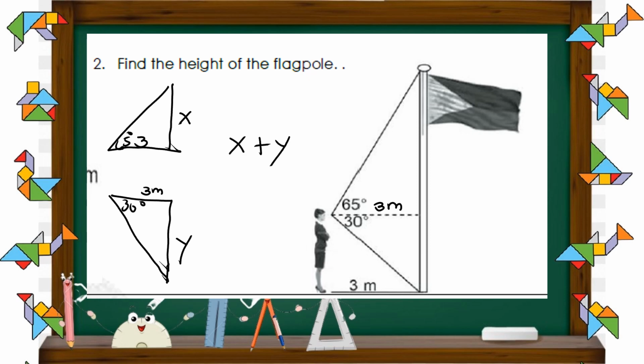Okay, so you have to know what trigonometric ratio you can use here. I think this is both tangent. Then you have to add x and y, your two answers. Let's go to the assimilation.